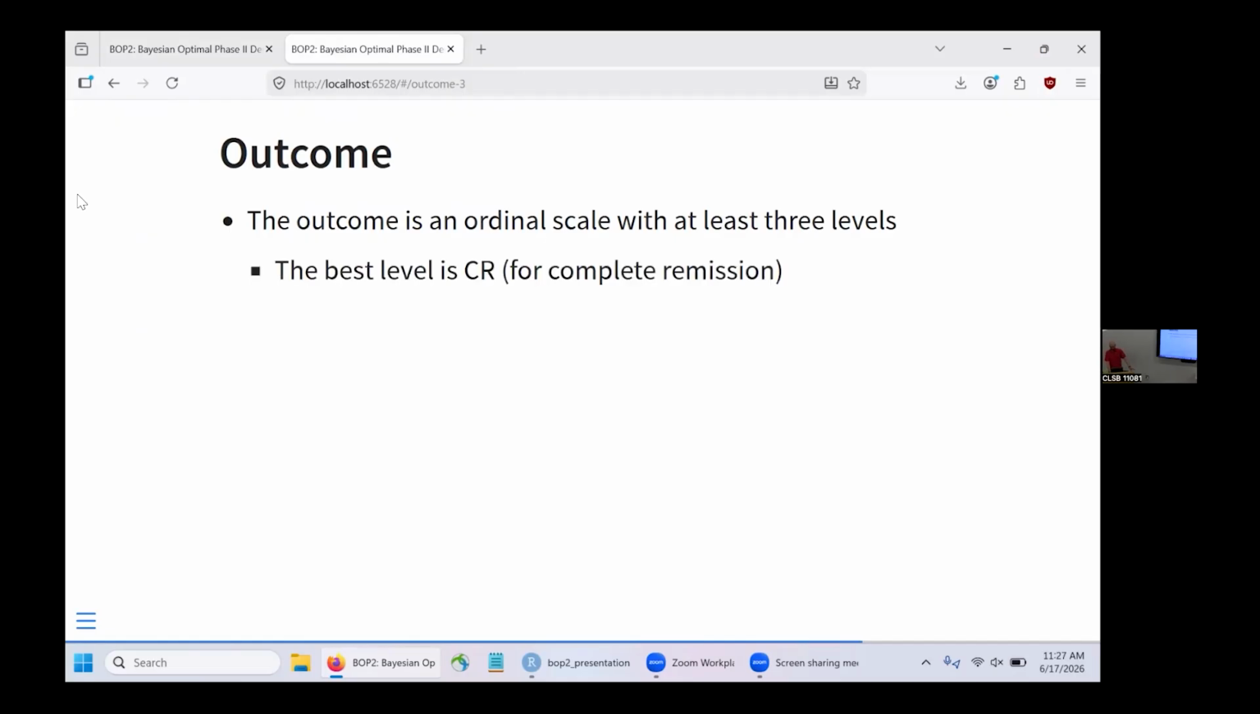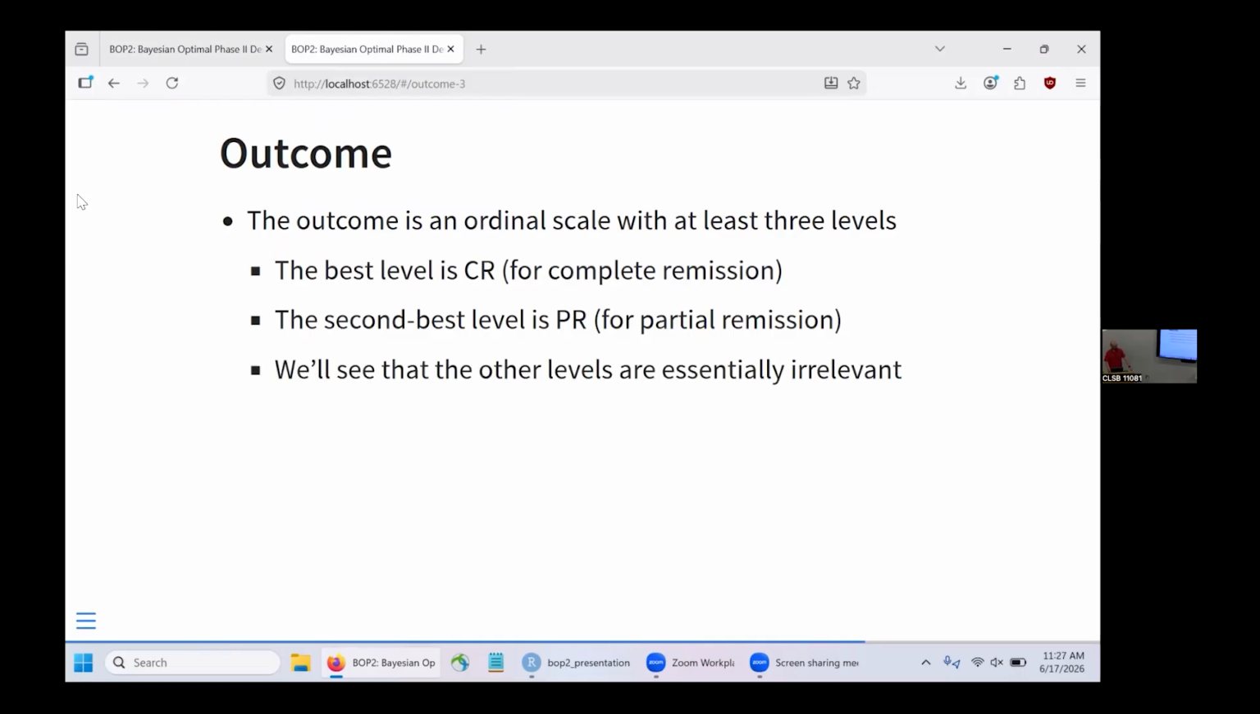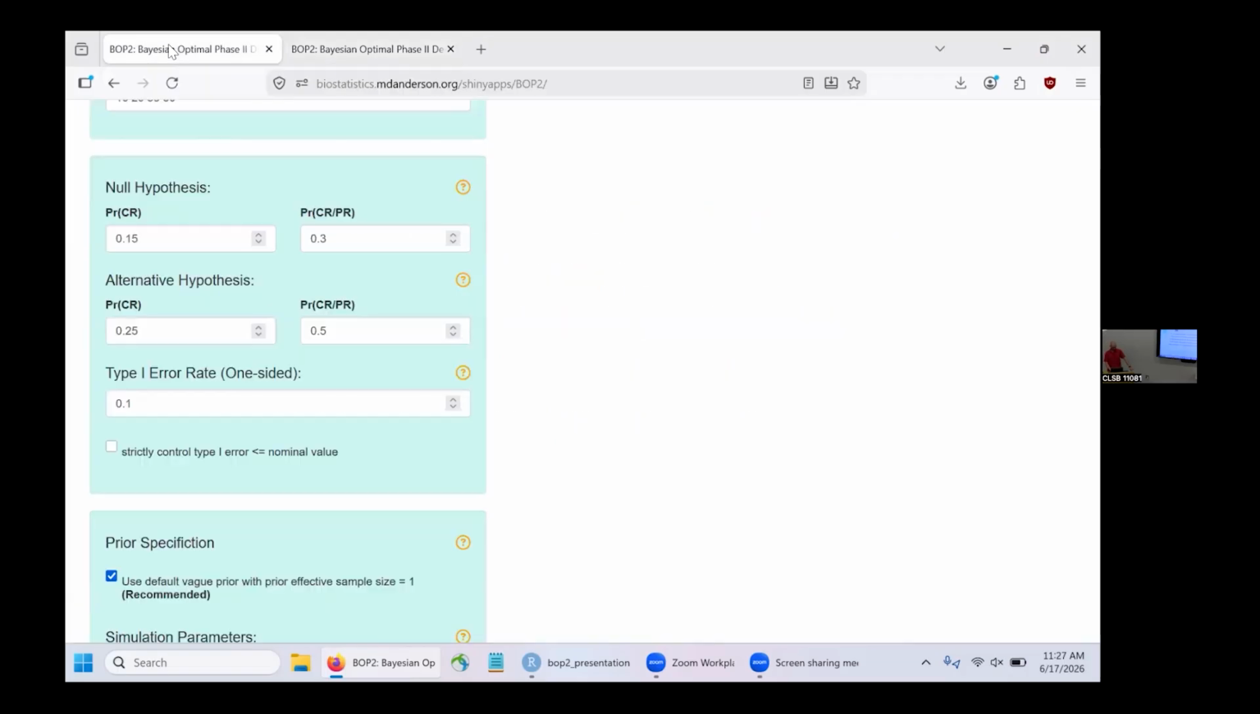So the best level, if we're thinking of just an ordinal scale with at least 3 levels, is CR, and the second best level is PR. Maybe I'm telling tales out of school, but at least statistically, it seems like the other levels are essentially irrelevant. And I can make a case for that later. But we're focusing essentially on 2 parameters of interest. So here you can see that we have the probability of CR, our best option, complete remission, or the probability of either CR or PR.